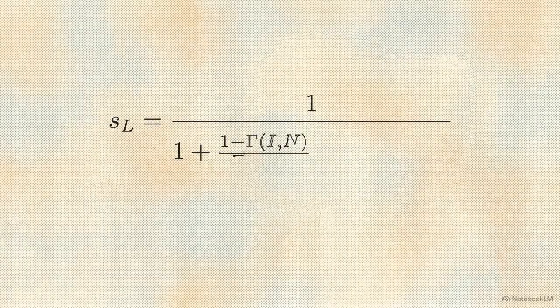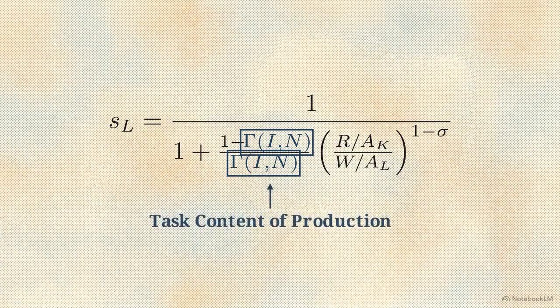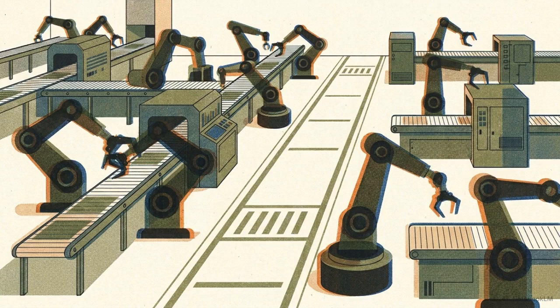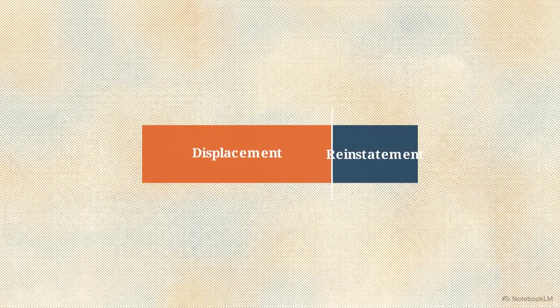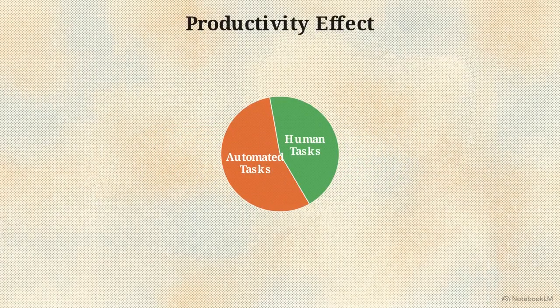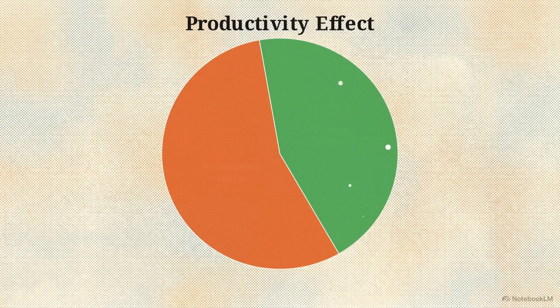We can express this balance mathematically. The governing parameter in this equation is gamma, which represents the task content of production. Total labor demand is not an automatic byproduct of progress. It is the net result of this constant tug-of-war between displacement pushing from the left and reinstatement expanding to the right. There is a third variable at play, the productivity effect. When automation drastically cheapens production, it expands the overall economic pie, indirectly increasing the demand for the remaining non-automated tasks.